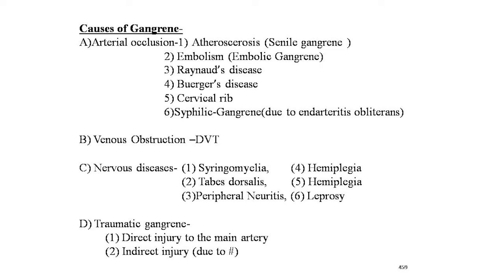Now the causes of gangrene: first, arterial occlusion, that is atherosclerosis, senile changes, embolism, embolic gangrene, Raynaud's disease, Buerger's disease, cervical rib, syphilitic gangrene due to endarteritis obliterans, and second is venous obstruction, that may be DVT. Nervous diseases are syringomyelia, tabes dorsalis, peripheral neuritis, hemiplegia and then leprosy. Now the traumatic gangrene is due to direct injury to the main artery, and also indirect injury due to fracture.